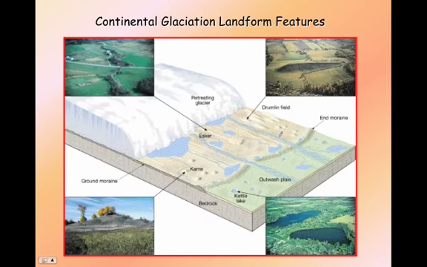Let's talk about continental glaciers. They can also form what we call a moraine. And so the moraine is a large ridge that is the end result of glacial till being deposited.